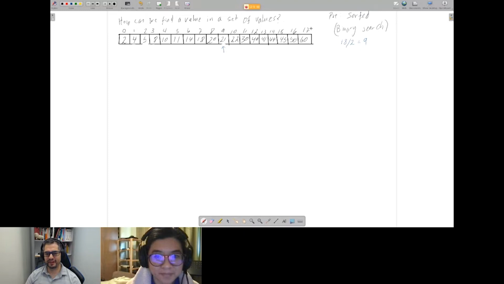So 18 over 2, that is 9. So this will be the middle, is it? It is the middle. So I have 8 to one side, and I have 9 to the other side. Can this be considered the middle?